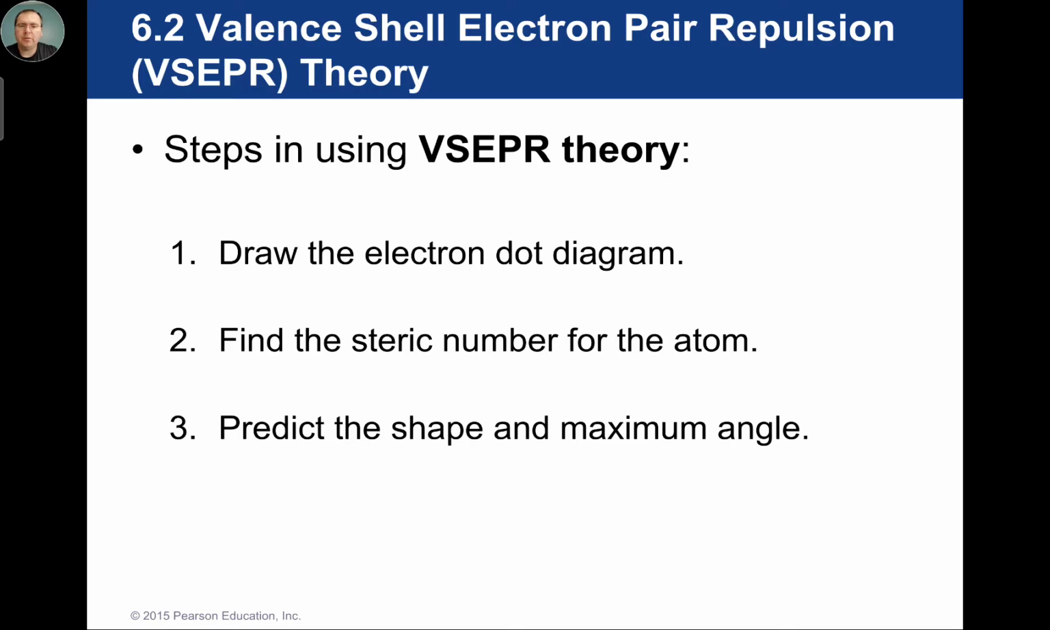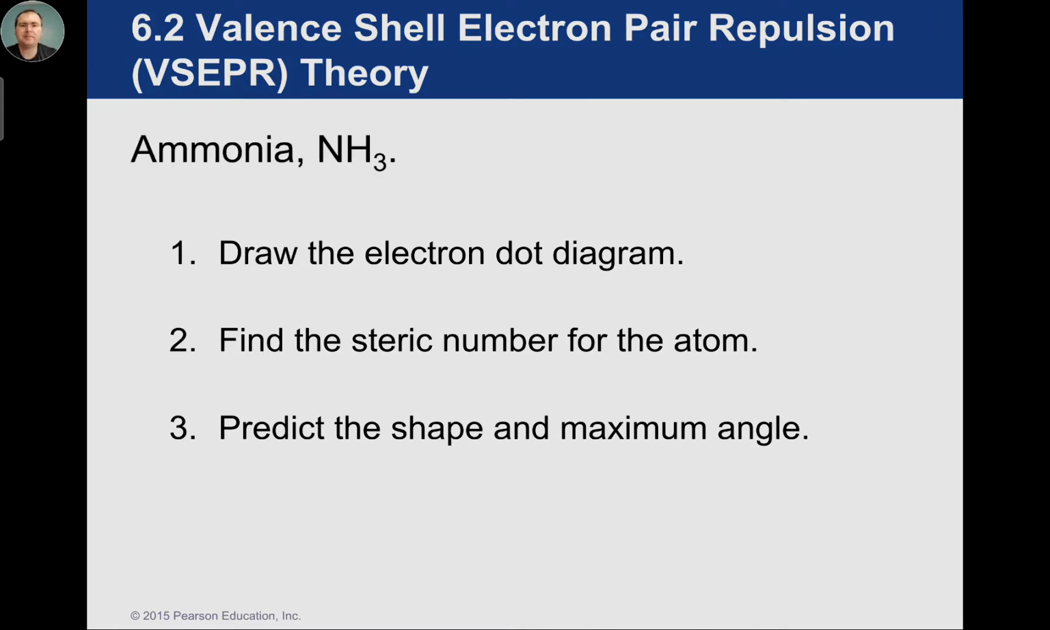So again, we're going to draw Lewis dot structures first. We're going to look for the steric number, or that directional kind of center. Does it have 4, 3, or 2? And then predict our shape and angles from that.